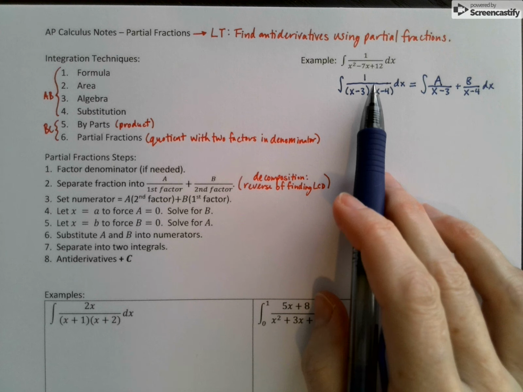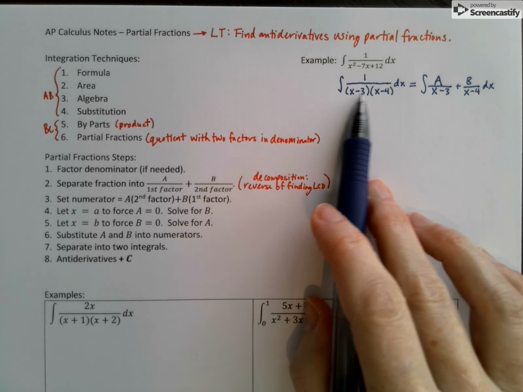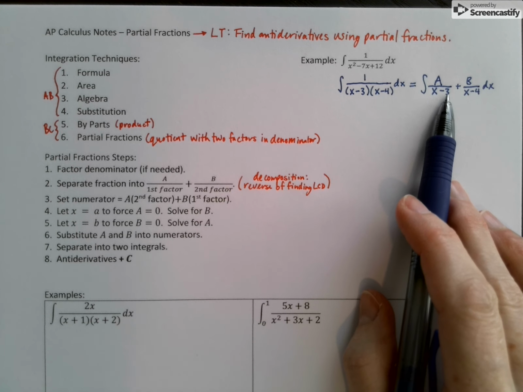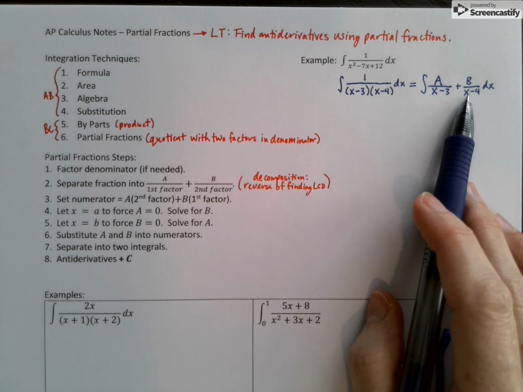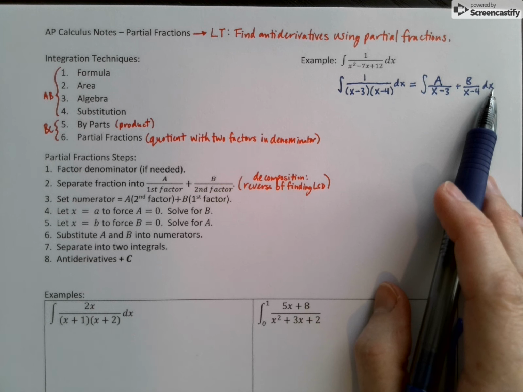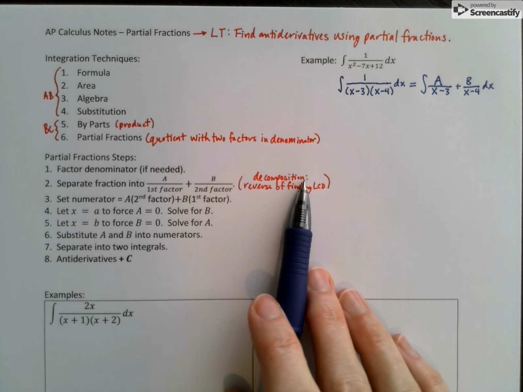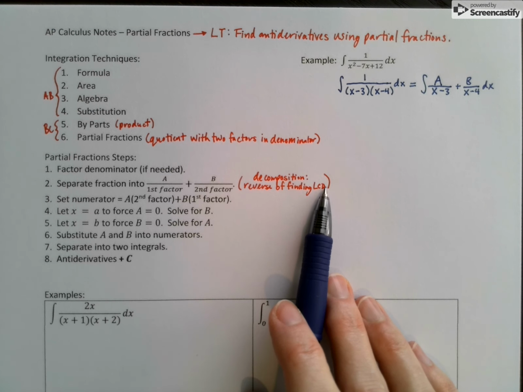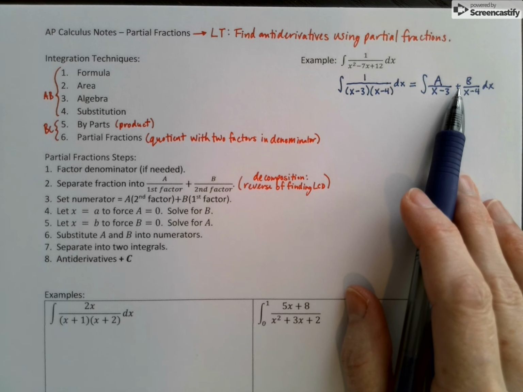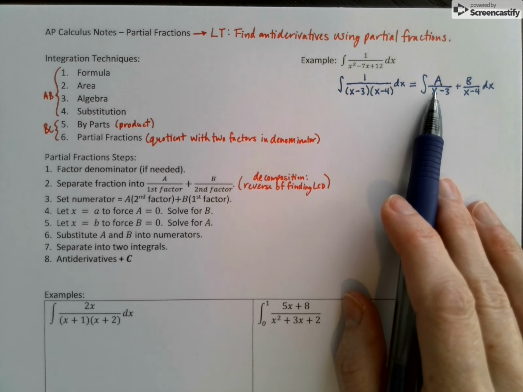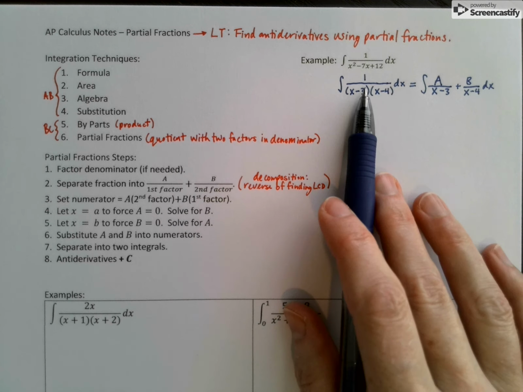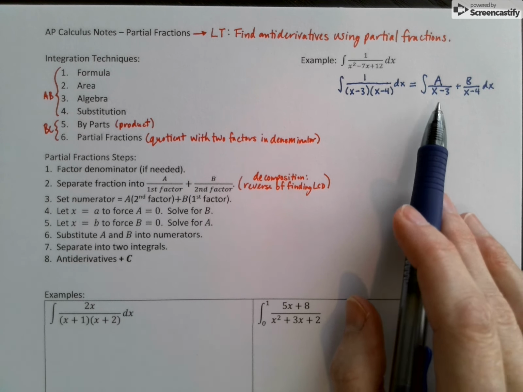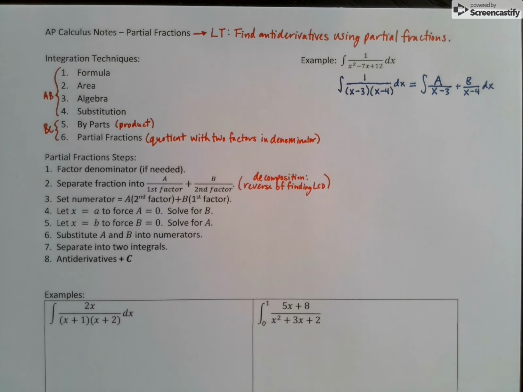So our integral, which was 1 over this denominator of two factors, is going to become the integral of A over our first factor, x minus 3, plus B over our second factor of x minus 4 dx. And as I mentioned, this process is called decomposition. It's basically going in the reverse direction of finding the LCD. So normally you would start with something like this in algebra, and you would have to find the least common denominator to add them together. So we're basically trying to break this fraction apart so that it's easier to take the antiderivative of the parts.